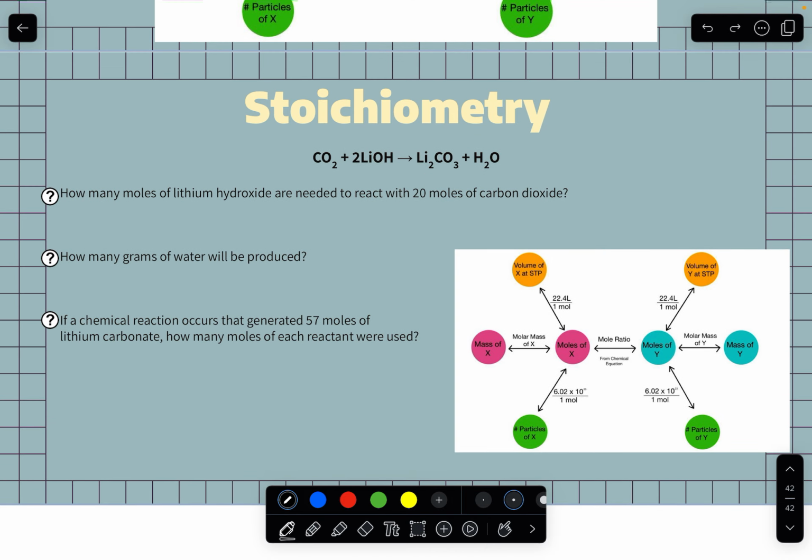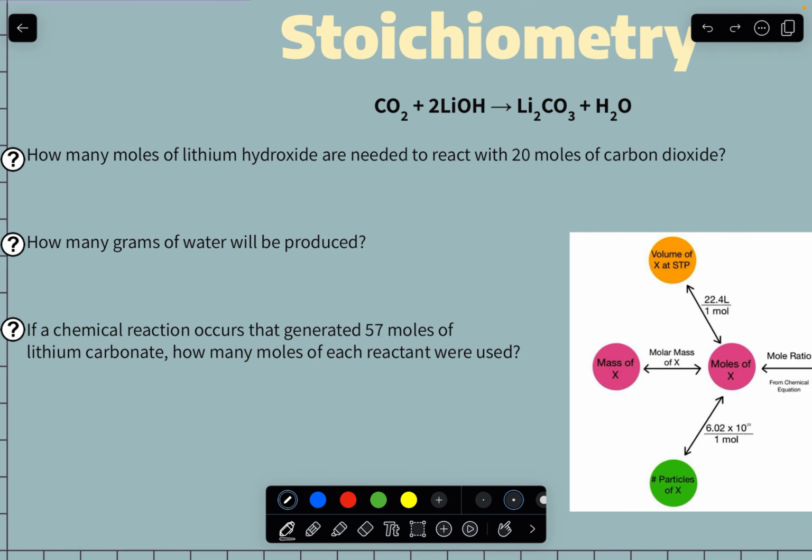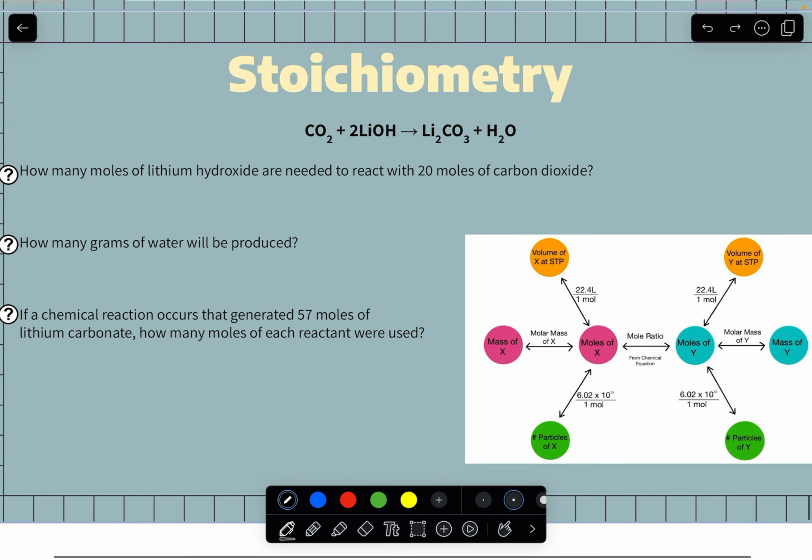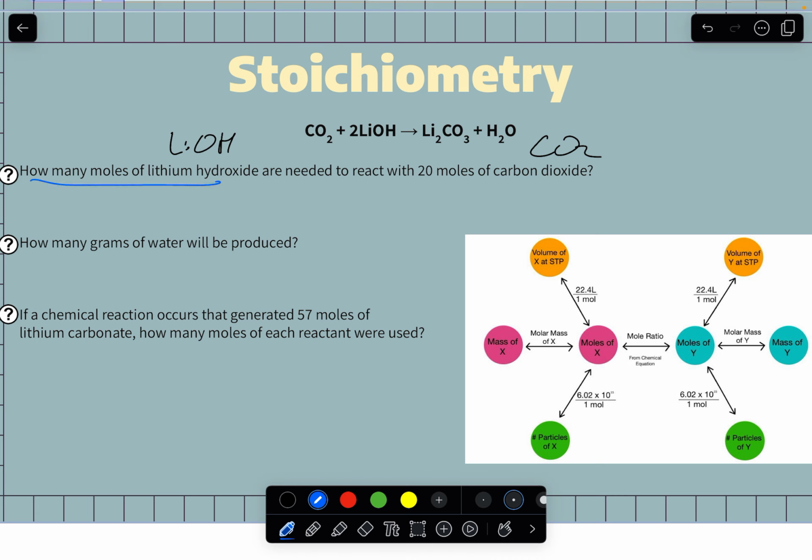Okay, so let's do some examples with this. All right, let me leave the map in there so we can reference it for this part. For the first one, we have this equation up here. We have the reaction. The first question asks, how many moles of lithium hydroxide are needed to react with 20 moles of carbon dioxide? In here you also see why names are important. What is lithium hydroxide? That's going to be our LiOH. Carbon dioxide is our CO2. You need to make sure you know what those are. So we have what we're looking for, moles of lithium hydroxide, and we have what we're given. We have 20 moles of carbon dioxide.